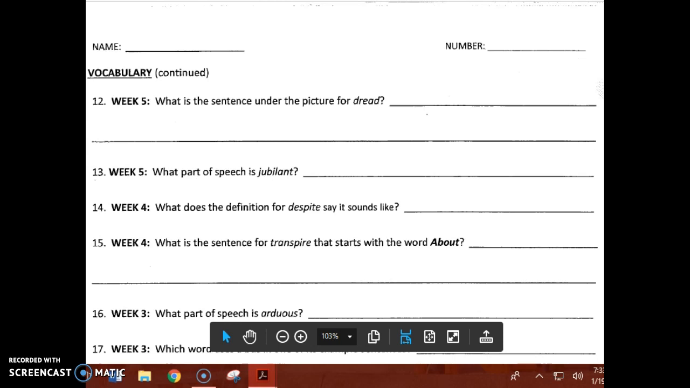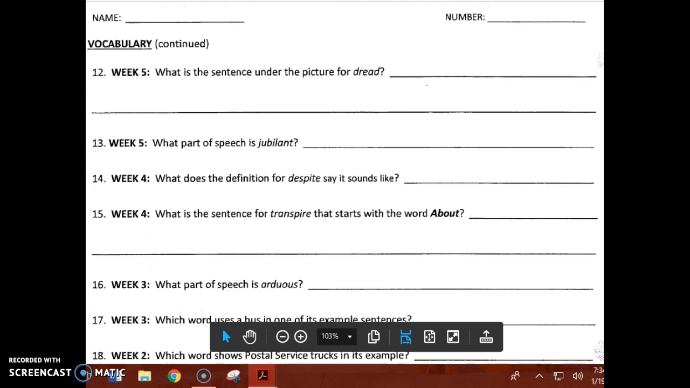For number 14, look at your vocabulary week 4. What does the definition for despite say that it sounds like? Number 15, also in week 4, write the sentence for transpire that starts with the word about.